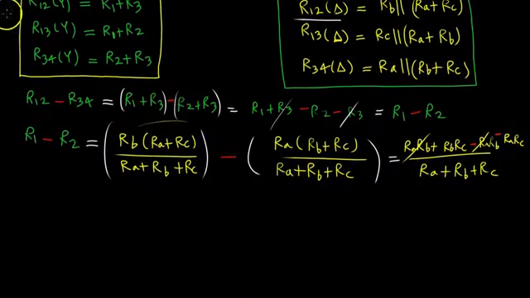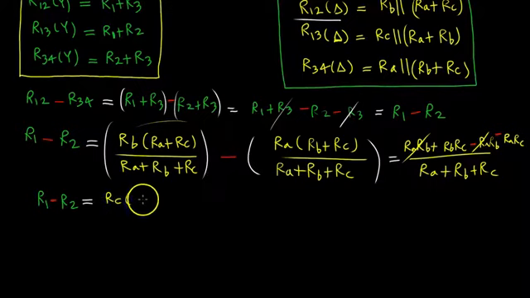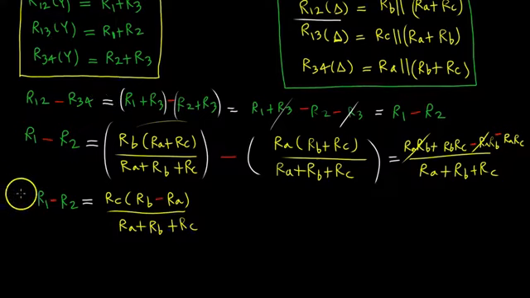So what we're going to do here is say R1 minus R2, subtract that, and set that equal to, I'm going to factor an RC out. So I'm going to have RC, and then RB minus RA. If I'm not mistaken, yes, RB minus RA. And that's all going to be over RA plus RB plus RC. So that is one useful relationship that I'm going to keep. Now the other ones are as listed above.